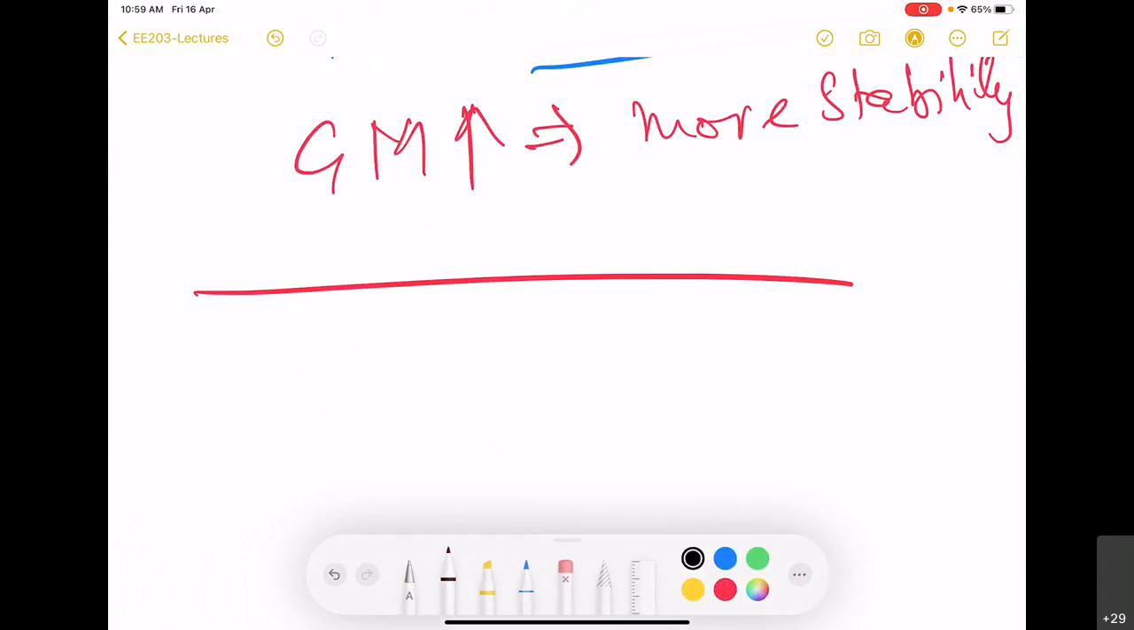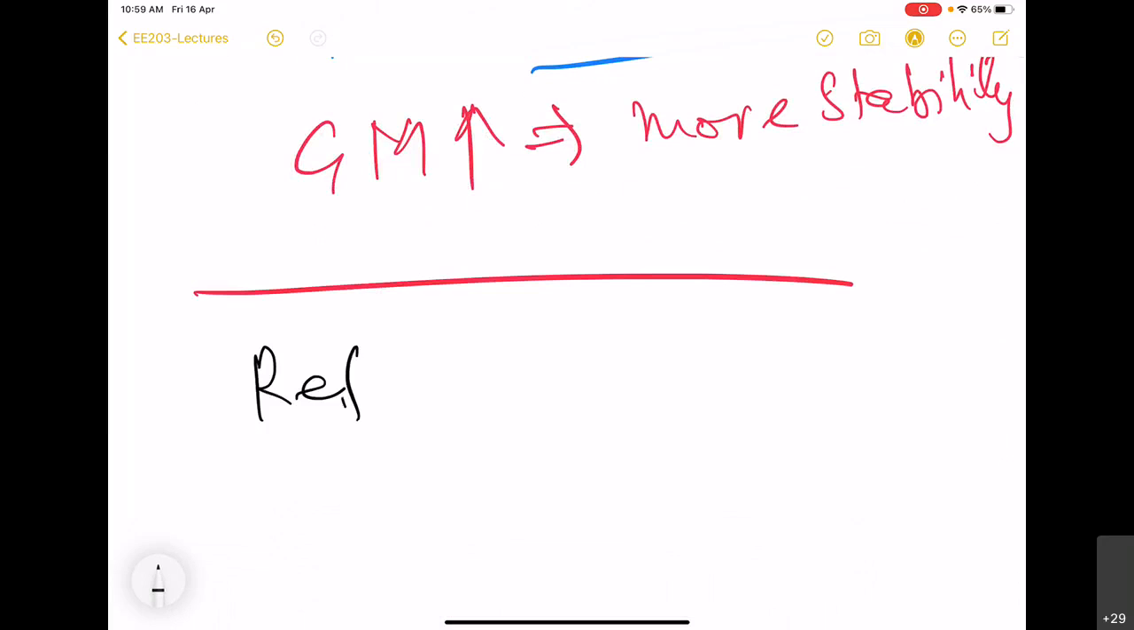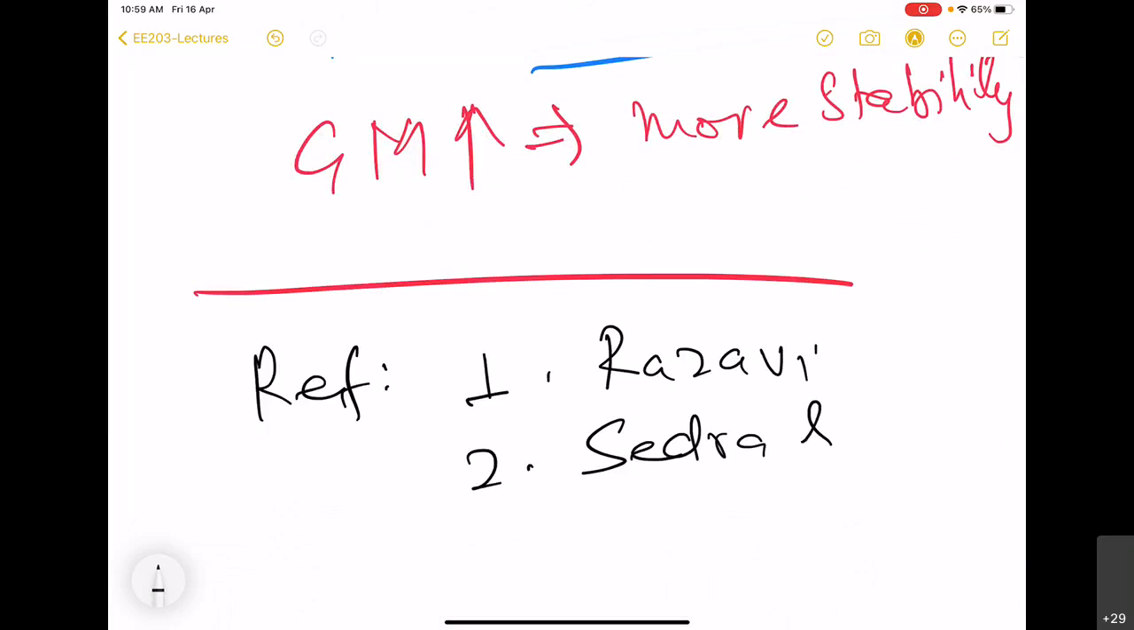And the references are Razavi, Sedra and Smith.